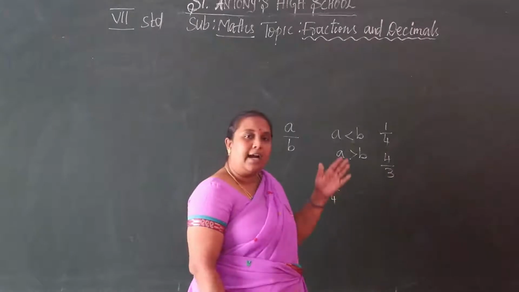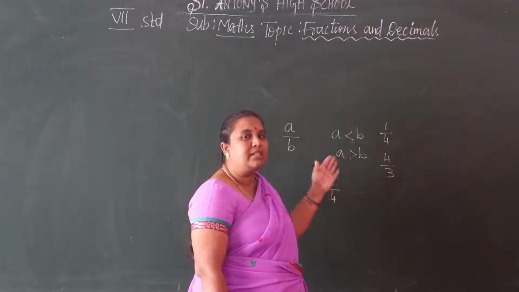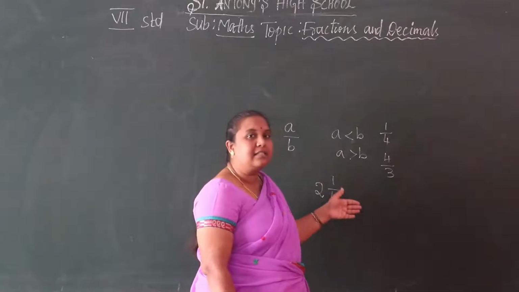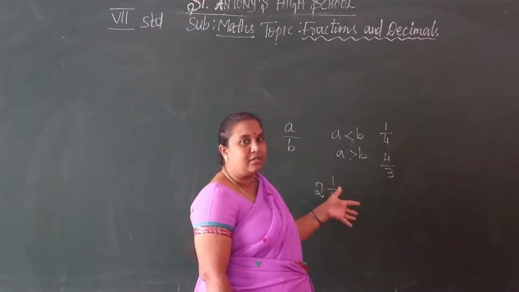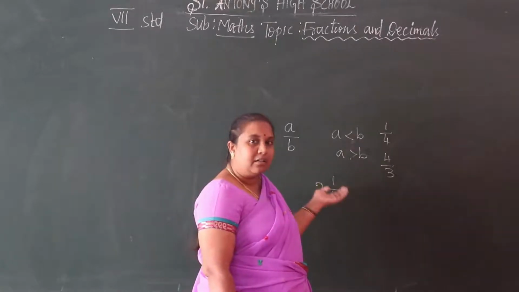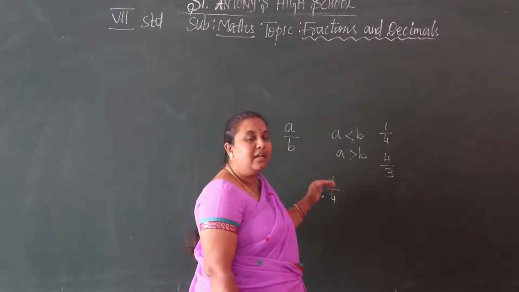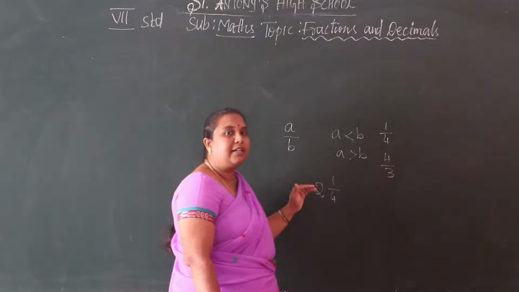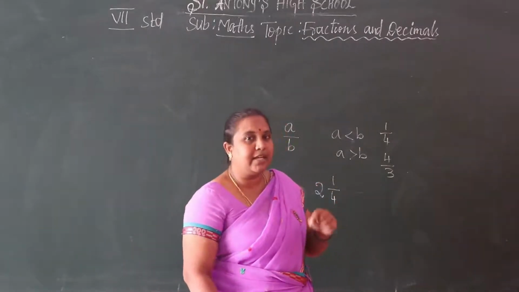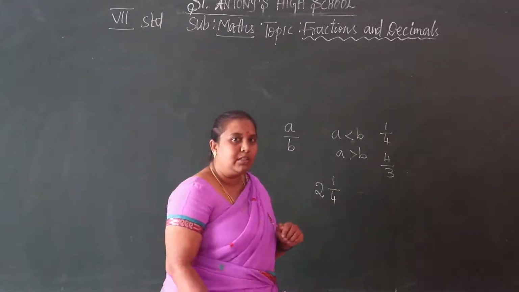And then we saw addition of fractions and subtraction of fractions. In addition of fractions we have the same denominator and different denominators. Likewise, we have the subtraction of fractions. With the same denominator, we subtract the numerators and write the denominator as it is. With different denominators, we take the LCM of the denominators and make them equal denominators, and then we can subtract or add. Understood?